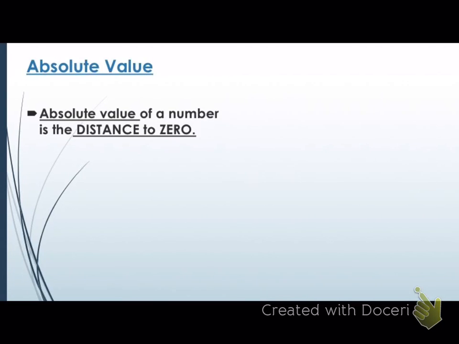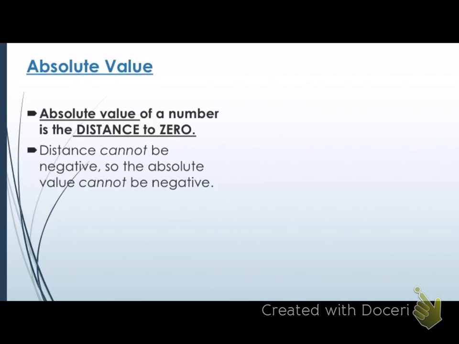Listen, on your graphic organizer, this is your definition. Absolute value is simply the distance to 0. That's all it is. The absolute value of a number is the distance to 0. Distance cannot be negative. Remember, it cannot be negative. So the absolute value can never be negative.